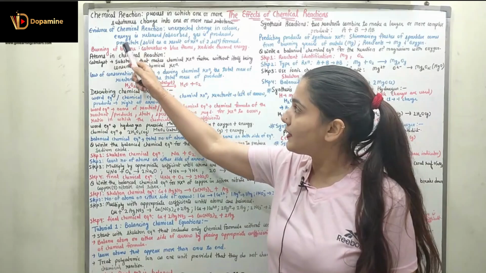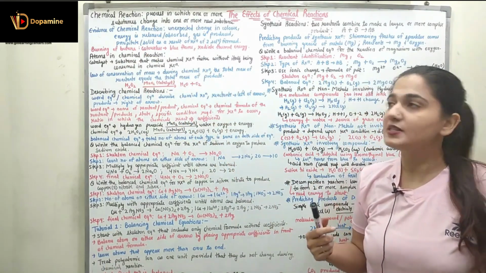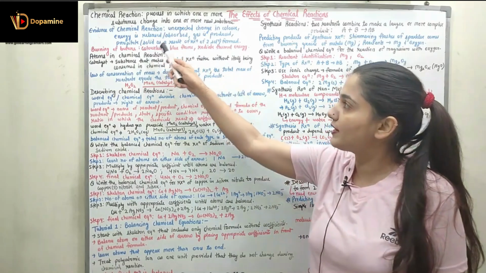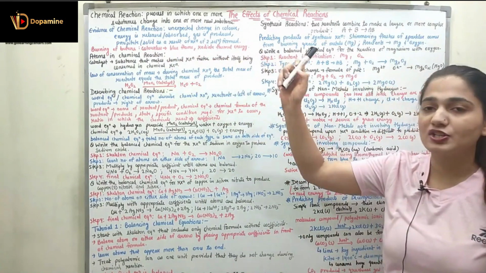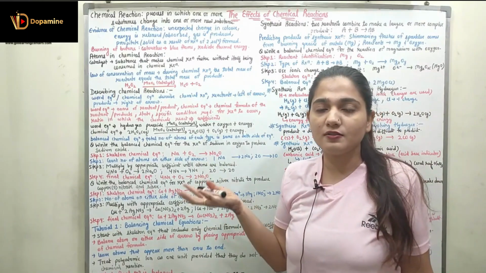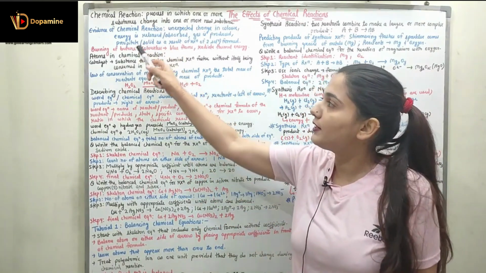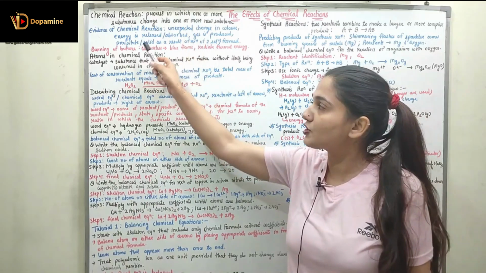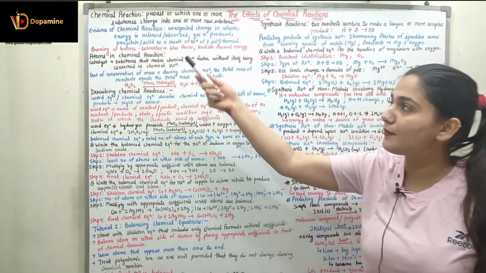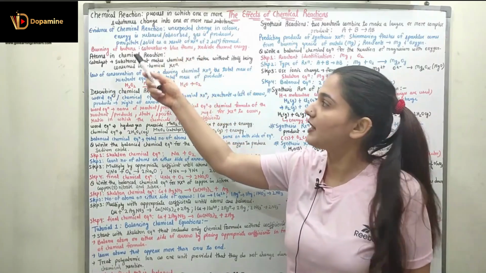The next evidence could be the formation of a precipitate. Now what is a precipitate? A precipitate is the formation of a solid as a result of the reaction of two solutions, right? More than two solutions can also react to form a precipitate. So a precipitate is a solid in the solution. So formation of a precipitate is another evidence of a chemical reaction happening.